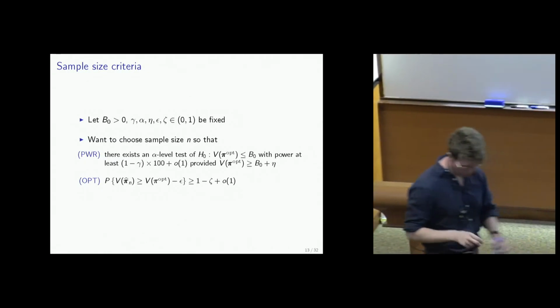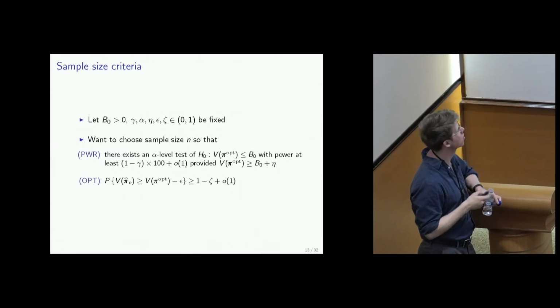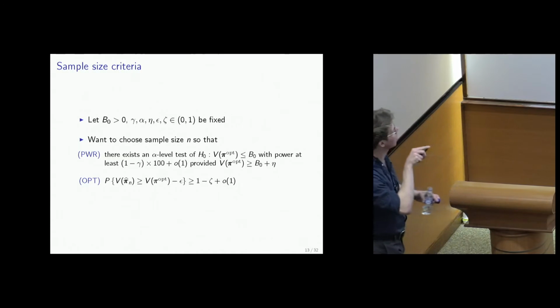Qualitatively, we want to power the study to satisfy two criteria. One, we want there to be a certain power against the hypothesis that the optimal regime provides no improvement over some baseline beta naught, which corresponds to like the standard of care. So eta here is some clinically meaningful improvement in the average patient outcome, and we want to power for the hypothesis test that the value of the optimal regime exceeds the standard of care value. Okay, so that's PWR for power, and then opt for optimal.